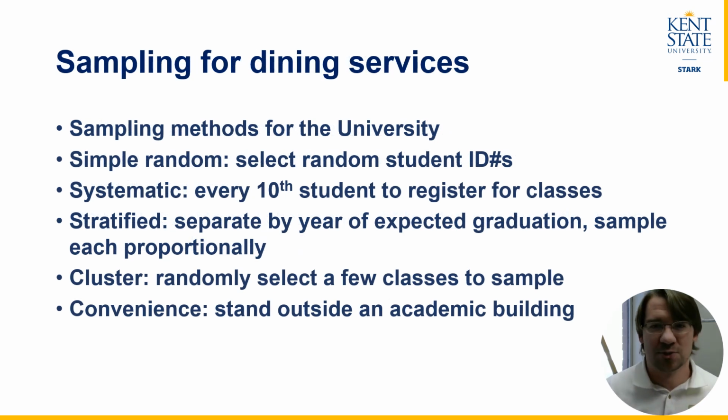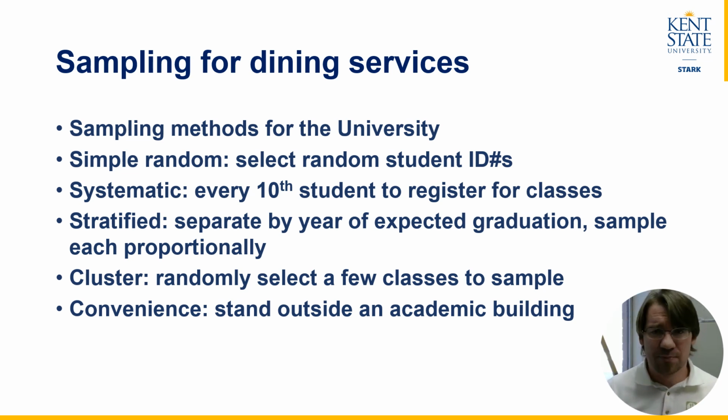Let's go back to the university's problem. How might it sample its students' opinions about dining services? Now, one way of implementing a simple random sample would be to randomly select a number of student ID numbers, and then we contact those students, we have them take the survey. This would be pretty easy to implement, but it also might mean that we have staff spending significant time on the phone contacting each of these students individually.